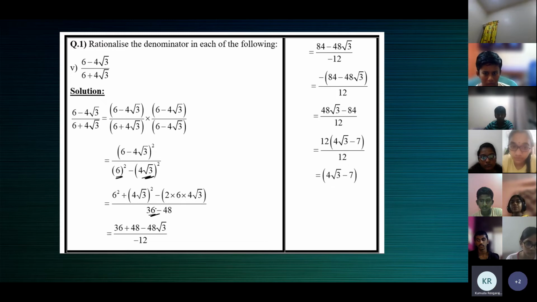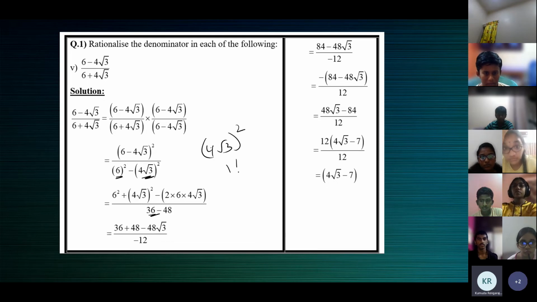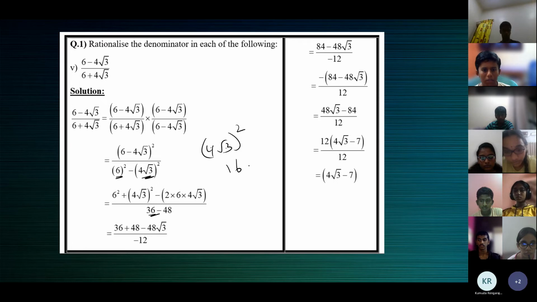Now 6 square is 36. And here 4 root 3, 4 root 3 the whole square. How do you simplify? 4 square is 16. Root 3 squared meaning root 3 into root 3 is 3.